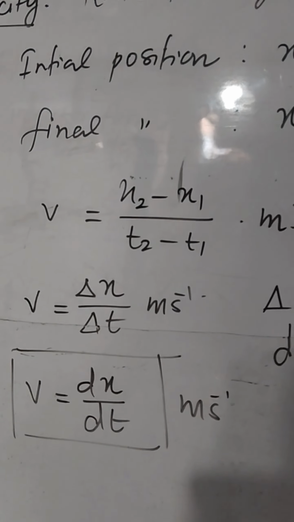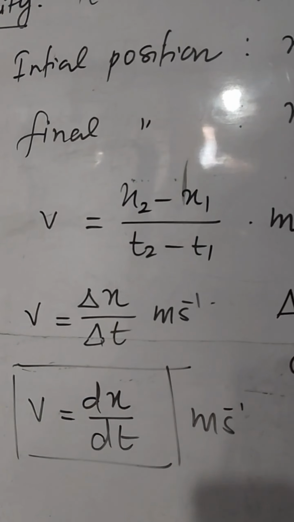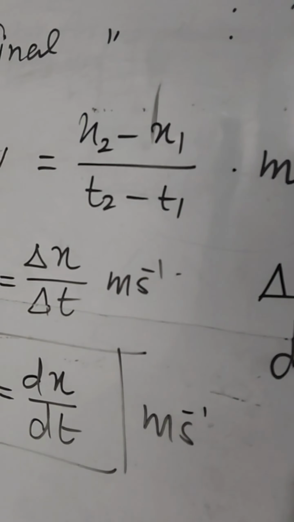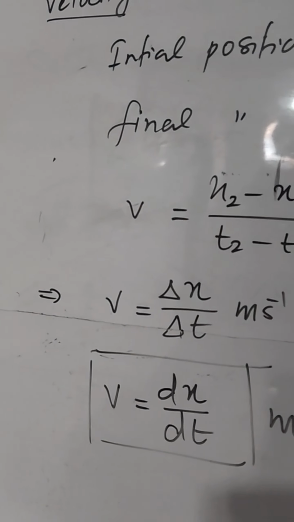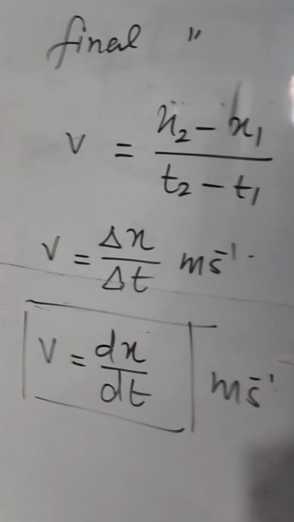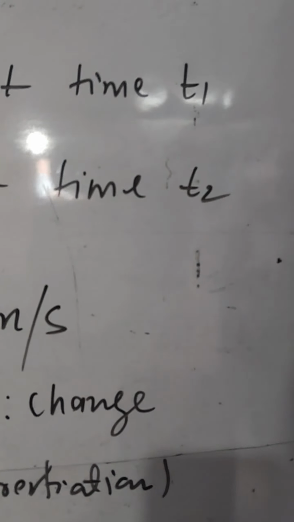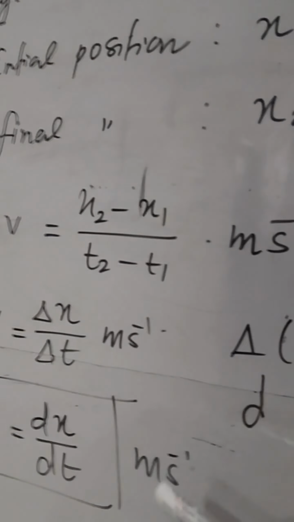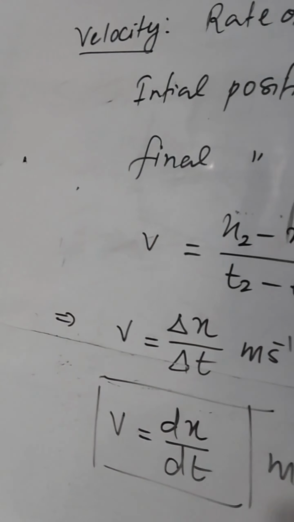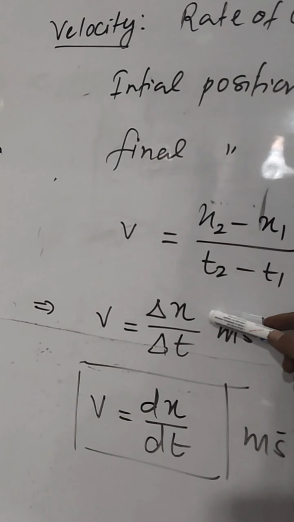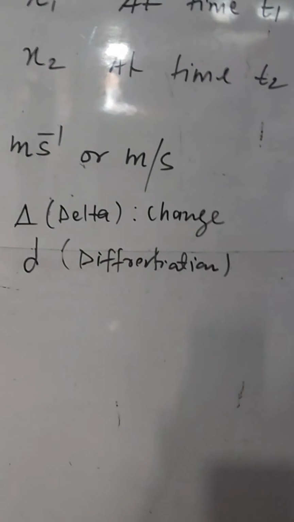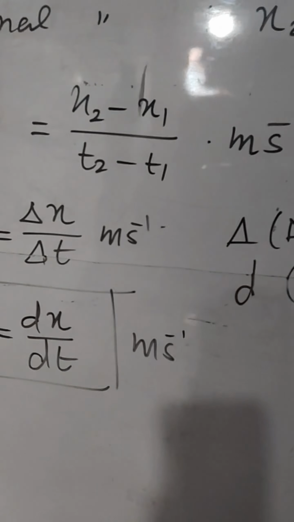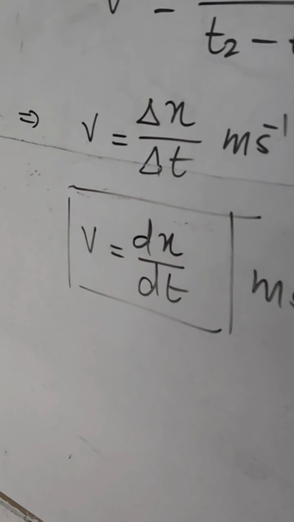Or if you don't have the exact positions x1 and x2, but the change in position is given in the question and the time taken is also given, then this formula is just enough. Just put in the change in position and change in time, and this will give you the velocity.